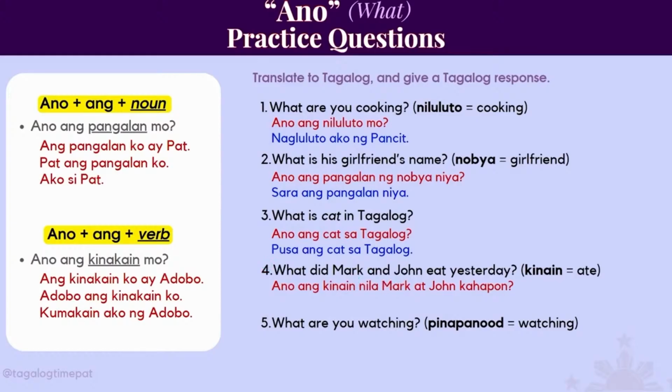So for example, if it was just Mark, ano ang kinain ni Mark kahapon? It's just one person. But when it's multiple people, you have to use nila. Ano ang kinain nila Mark at John kahapon? Response, kumain sila ng lechon kahapon. So, sila is the pronoun here, and that's a subject pronoun. So, kumain sila ng lechon kahapon.